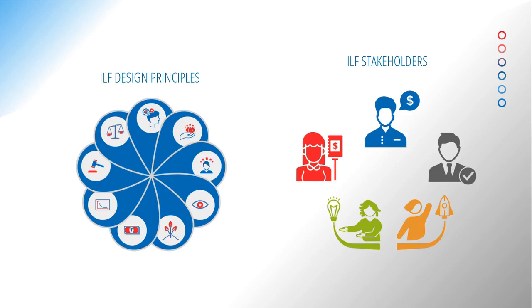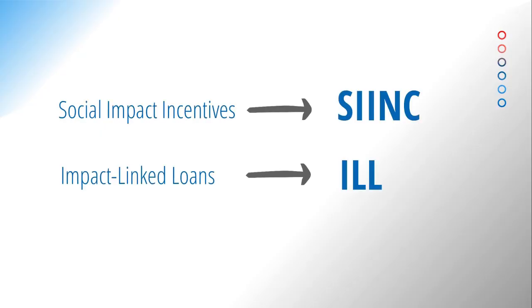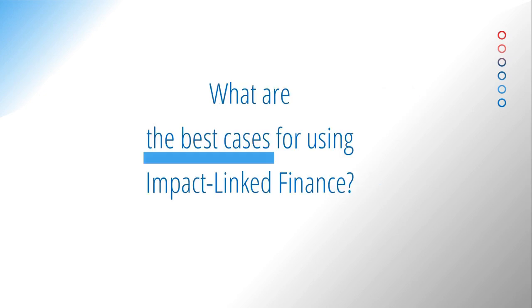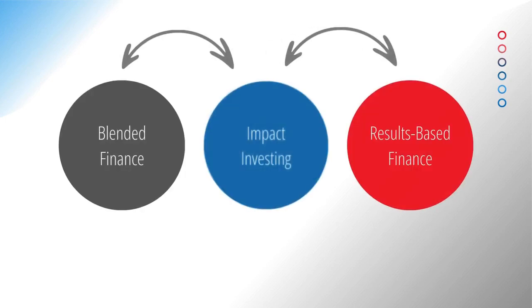In our previous lessons, we introduced ILF, covered its design principles, and discussed its key stakeholders. We also explored how two ILF instruments work, SIINC and impact-linked loans, by using examples based on real-world cases. Now, we'll look at a crucial aspect of ILF, understanding when exactly it makes sense to use this approach and when it might not be the best fit. But before diving into these use cases, let's first understand how ILF compares to three related approaches: blended finance, results-based finance, and impact investing.